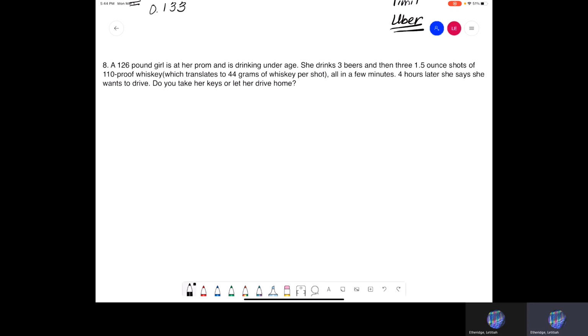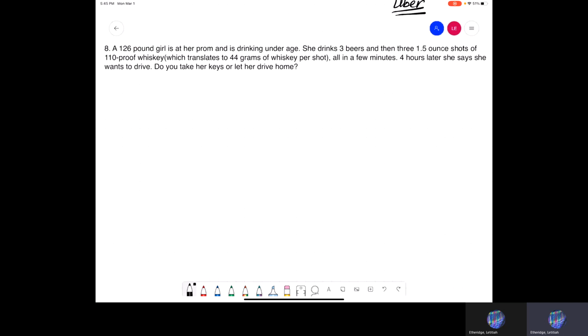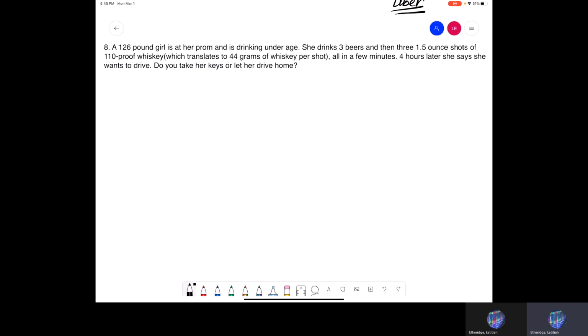Okay, guys, so this is problem number 8 on your worksheet. So we have a 126-pound girl. She is at her prom and she is drinking underage. Please don't do that. She drinks 3 beers and then 3 1.5-ounce shots of 110 proof whiskey, which translates to 44 grams of whiskey per shot. All of that is in a few minutes. 4 hours later, she says she wants to drive. Do you take her keys or do you let her drive home?